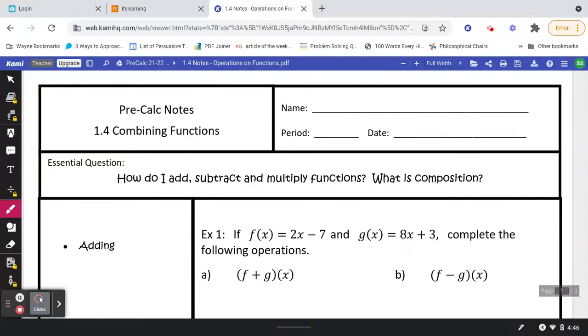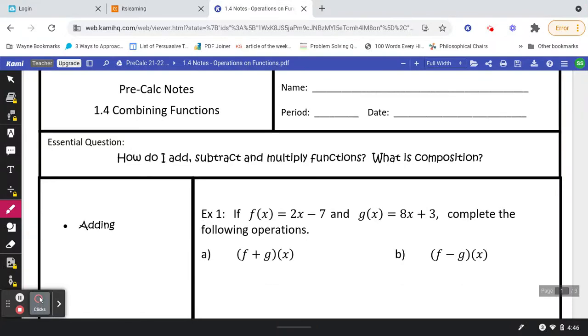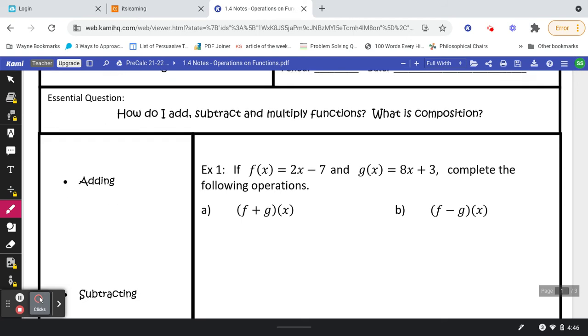These are the 1.4 notes for PreCalc. We're going to be talking about combining functions today. So mostly this is just working on the setup and the language of it. All of the math we've done before, adding, subtracting, multiplying.